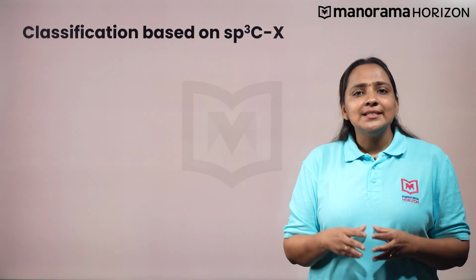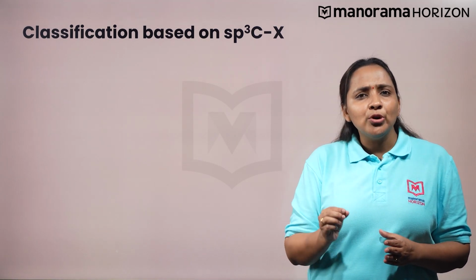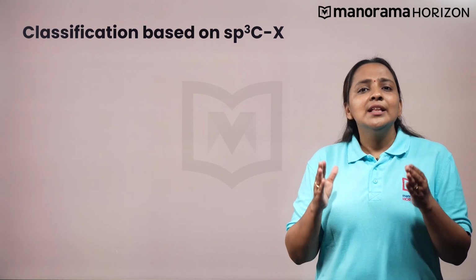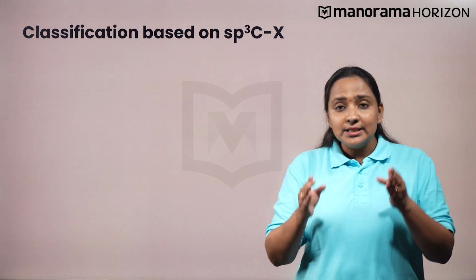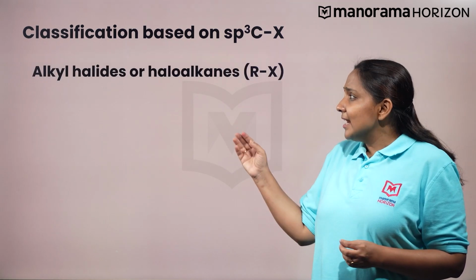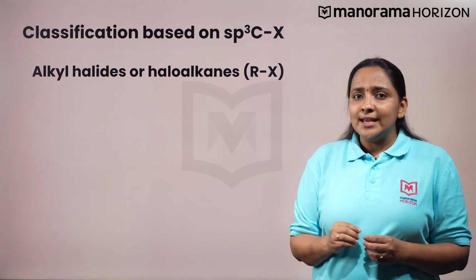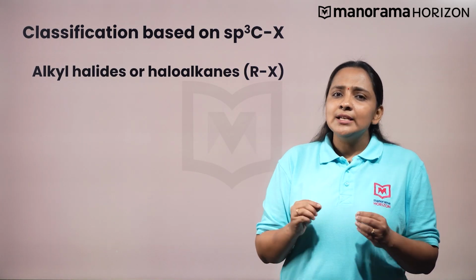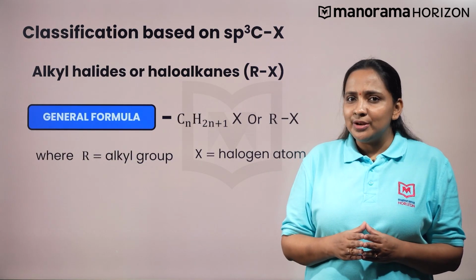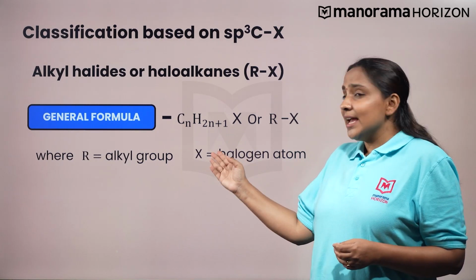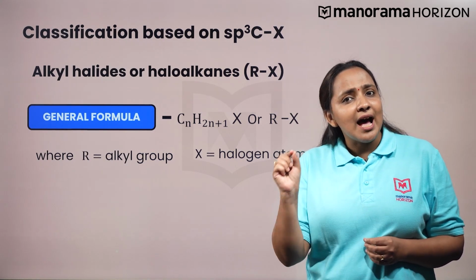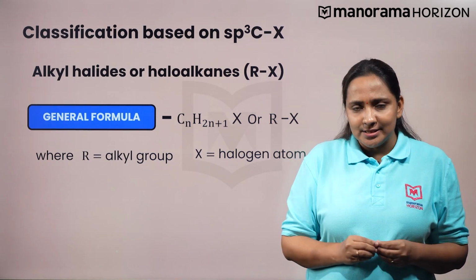Now, let us discuss the further classification of monohalo compounds according to the hybridization of the carbon atom to which the halogen is bonded, that is the sp3 C-X bond. The first classification is alkyl halide or haloalkanes. Here, the halogen atom is bonded to an alkyl group. They form a homologous series represented by the general formula CnH2n+1X or RX, where R is an alkyl group and X is a halogen atom.